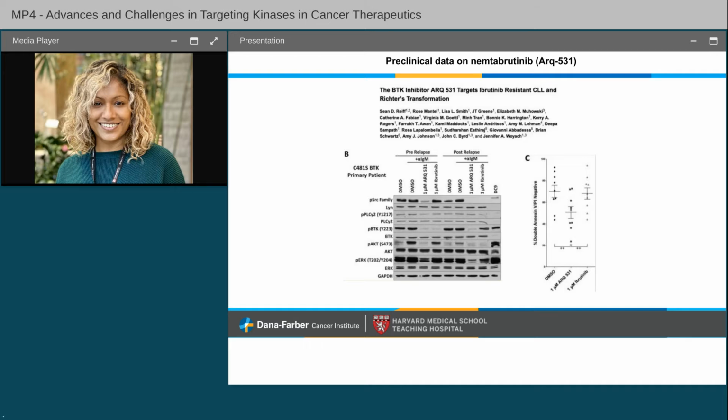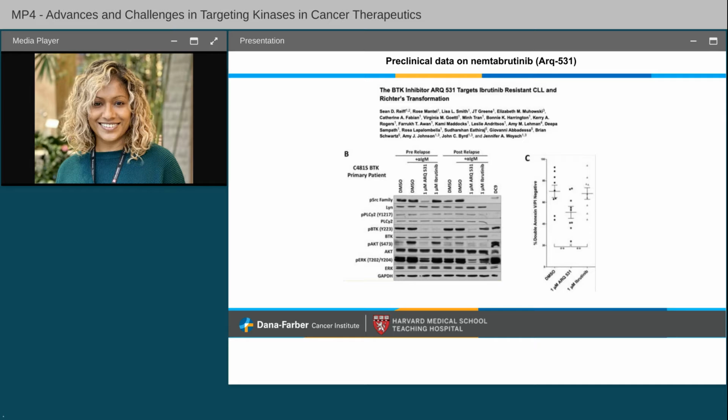And as you can see, pre-relapse, prior to getting the C481S mutation, both drugs effectively inhibit phosphorylation of BTK. And then at post-relapse, on acquiring the C481S mutation, ibrutinib loses its efficacy, whereas nemtabrutinib continues to inhibit phospho-BTK.